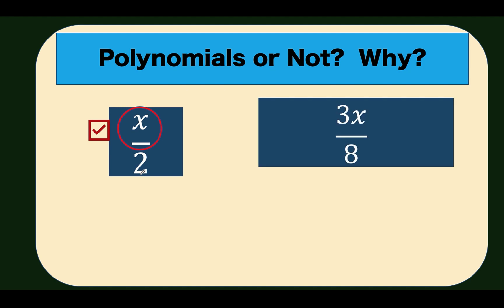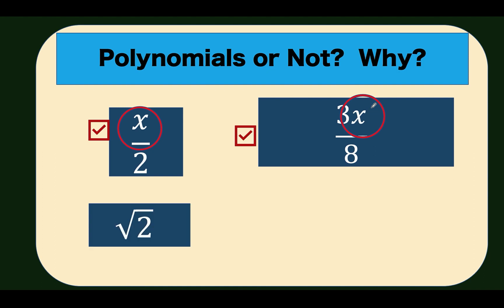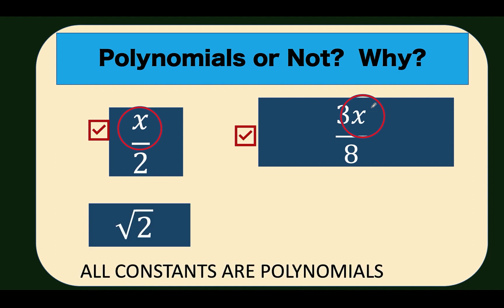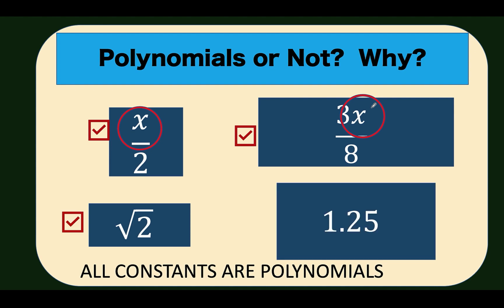3x over 8 is also a polynomial because the variable x has an exponent of 1. Square root of 2 is a polynomial because this is a constant, and all constants are polynomials. 1.25 is also a constant. In decimal form, this is still a polynomial.